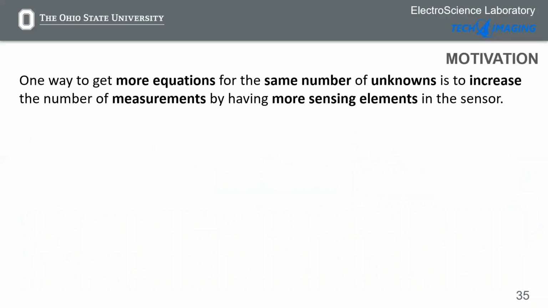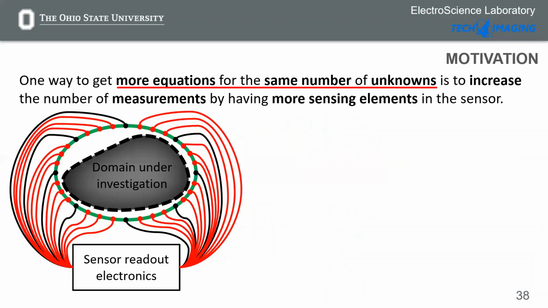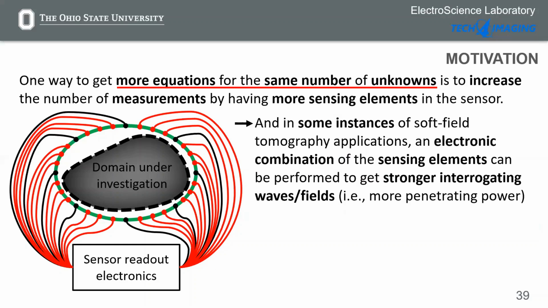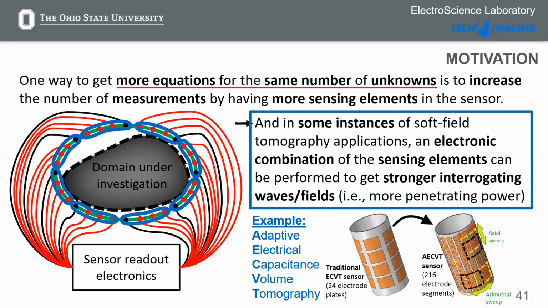One way to do this is simply by taking the original setup and placing more sensing elements. And even additionally, in some instances, it's even possible to combine electronically some of those sensing elements to form synthetic sensing elements that can insert stronger interrogating fields. An example of this is, of course, adaptive electrical capacitance volume tomography, which takes the traditional ECVT sensor and splits the capacitance plates into smaller segments to later combine them into synthetic capacitance plates.